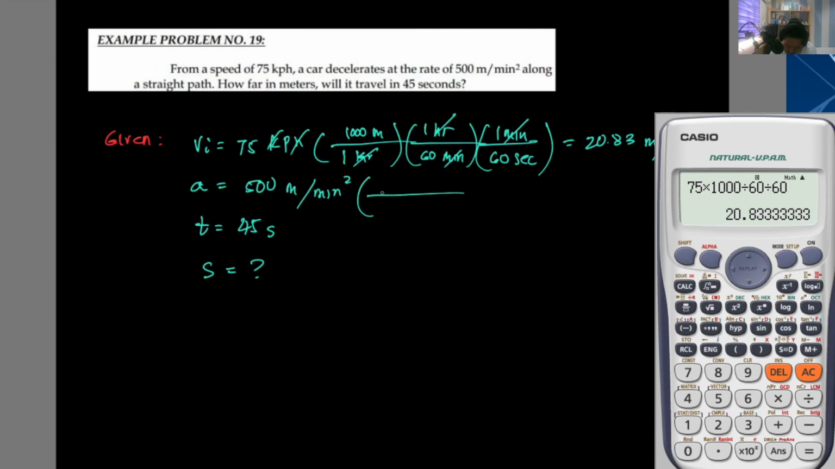Acceleration, we will also convert into meters per second. The problem here is just the minutes, so we easily convert this into seconds. This is squared because it is minutes squared. So what we have here is 500 divided by 60 squared, which is 0.1389 meter per second squared.